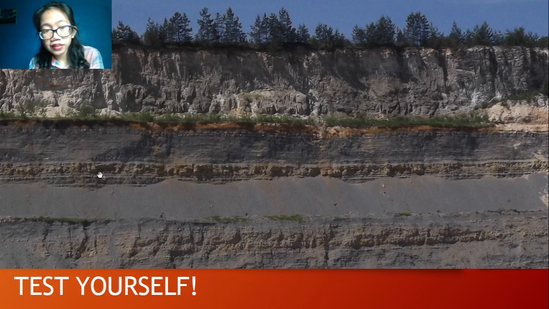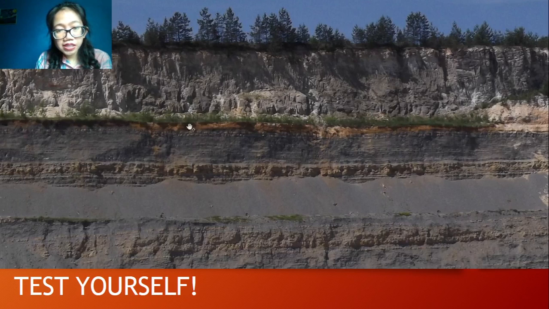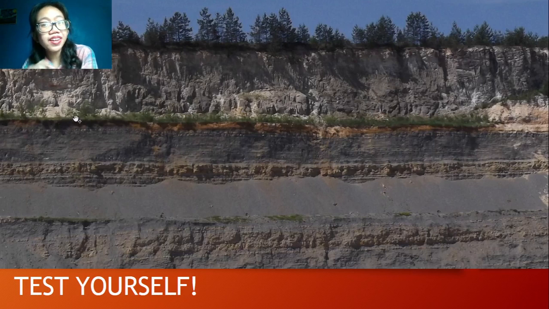Okay, so this is quite easy since you have two different layers right here, and in the middle you would even see a brownish layer where grass is actually thriving. So you know that there is soil present in between those two layers. So this is disconformity.